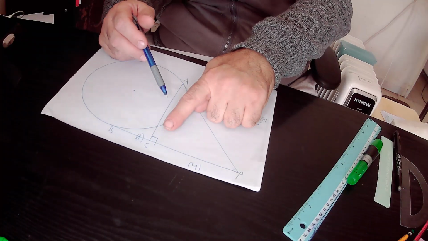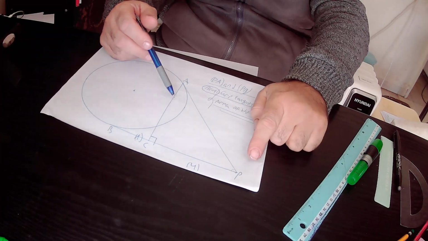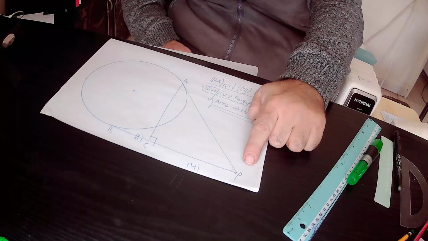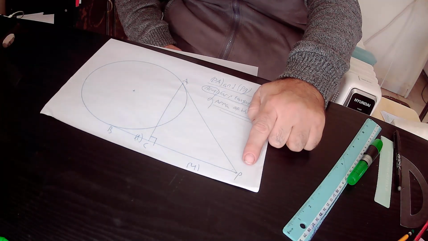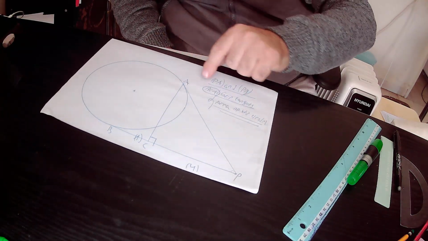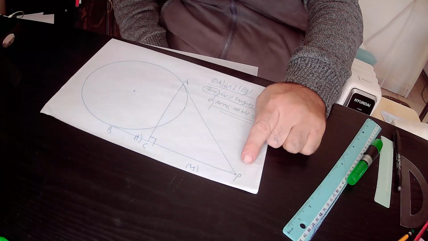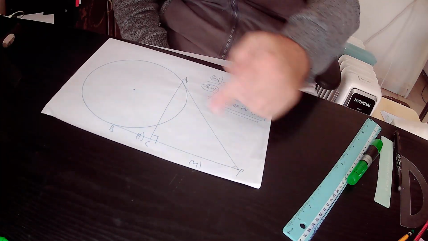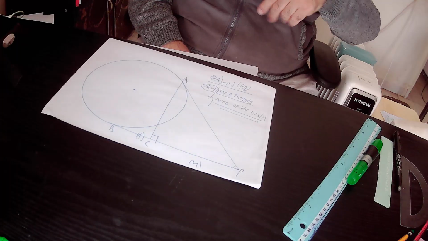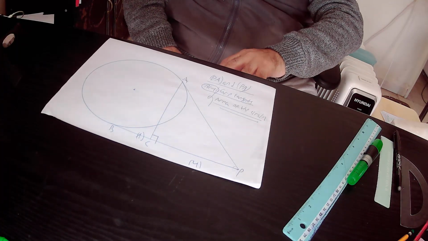Angle ACP is a right angle. In addition, point P is a common external point in relation to this circle. From the common external point P, we have two tangents to this circle, tangent PA and tangent PB, and the two are equal to each other. That is to say, PA equals PB.